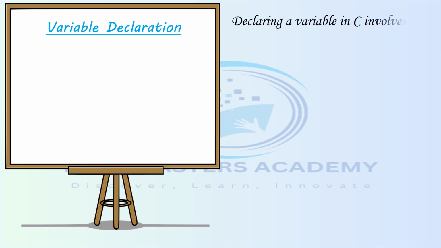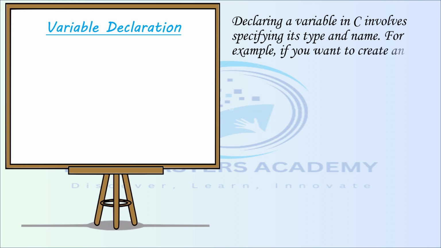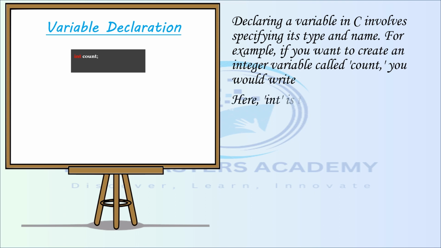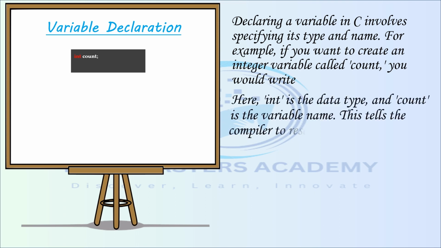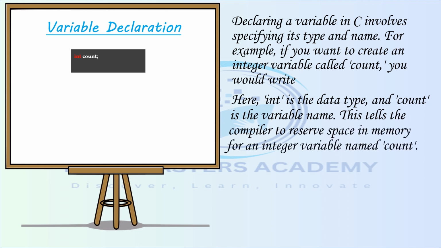Declaring a variable in C involves specifying its type and name. For example, if you want to create an integer variable called count, you would write: int count. Here, int is the data type, and count is the variable name. This tells the compiler to reserve space in memory for an integer variable named count.